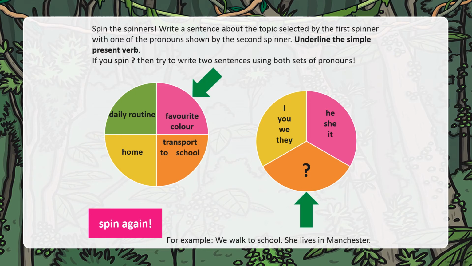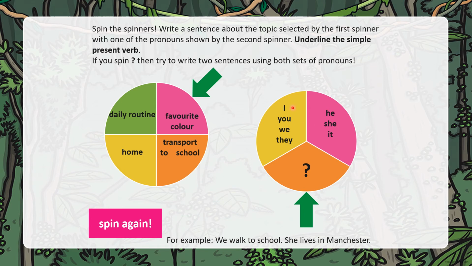Okay, so we've got favourite colour and we've got this one here, which means we want you to write, we're using both sets of pronouns. So for example, you might write your favourite colour, starting with I like perhaps, and then finish that sentence. And then also on this side, starting with he, she or it. He, something, the colour, whatever. Okay, so can you write two sentences there? Pause the video.